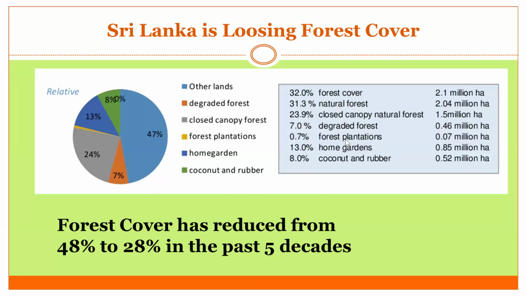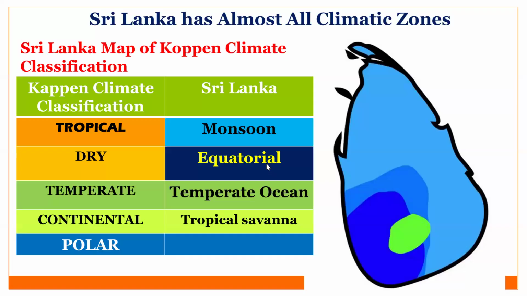Can you imagine? Our population rose from 8 million to 22 million. During that process, forest cover has gone down from 48% to 28%. We are a unique country where we have all the climate zones.